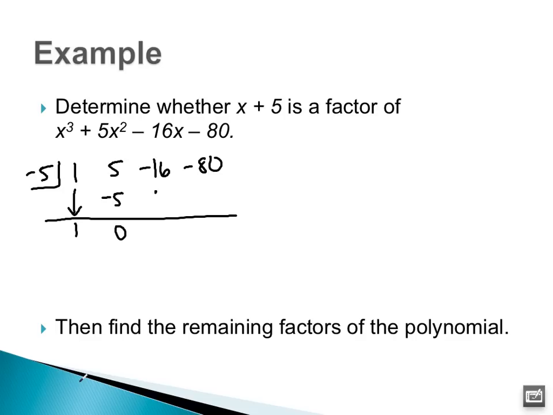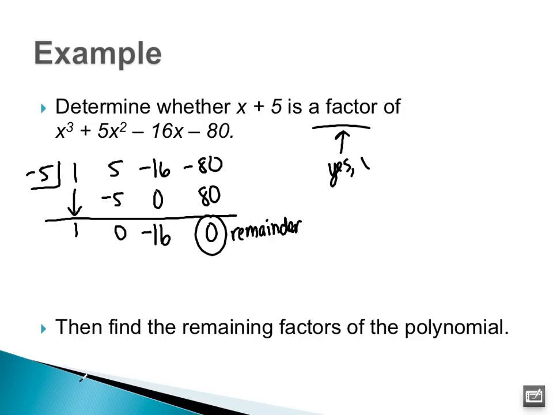Negative 5 multiplied by 0 is 0. Adding, I get negative 16. Positive 80, 0. Remember that this is the remainder. If my remainder is 0, then x plus 5, yes, is a factor. So I'm going to say, yes, x add 5 is a factor.